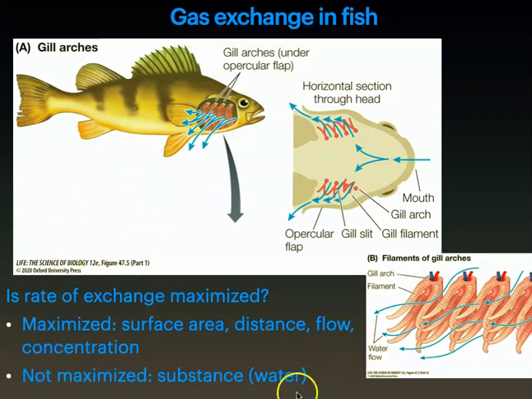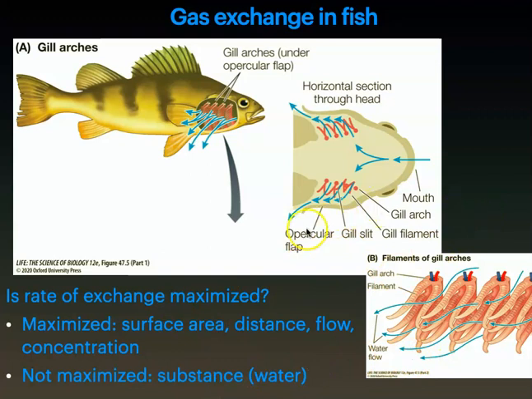The thing that's not maximized is the substance that fish are breathing, and it's not maximized in the sense of Fick's law. You could get the maximum amount of oxygen if you're an organism that's breathing air instead of water.